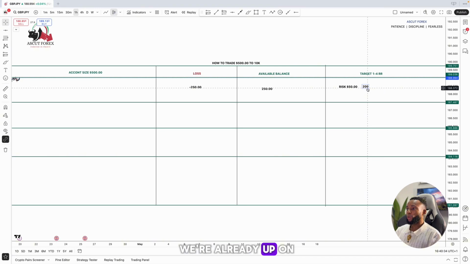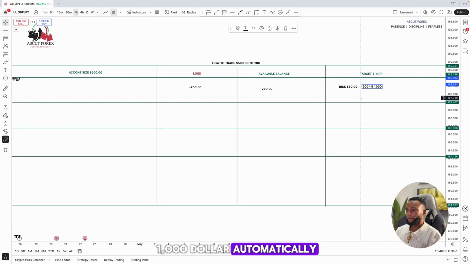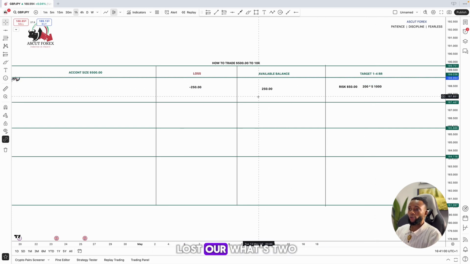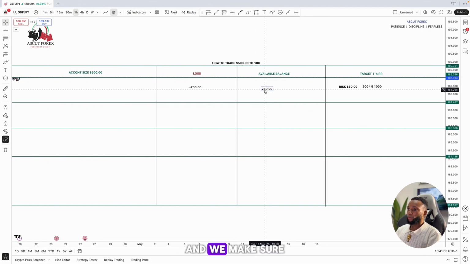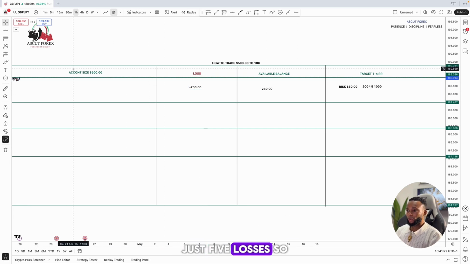So now currently we're already up on our first trade, we're up $200 profit. Now this $200 times 5 will give you $1,000 automatically. On our first trade, remember, we have already lost $250. And we make sure we stick to the plan, 1 to 4, and we make sure we don't lose more than 5 trades. Because our risk is 10 trades. We have to win 5 and lose 5. We're ready to give out 5 losses to the market. That's what we are ready to accept. Just 5 losses, so you don't go more than 5.